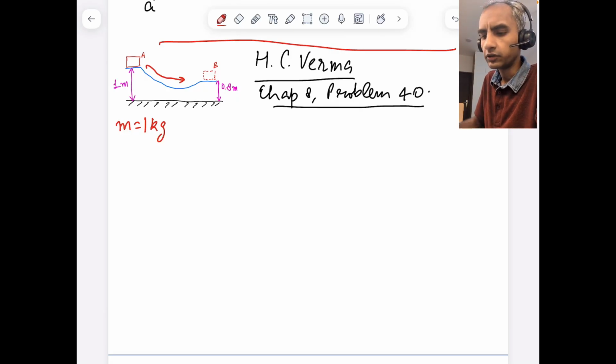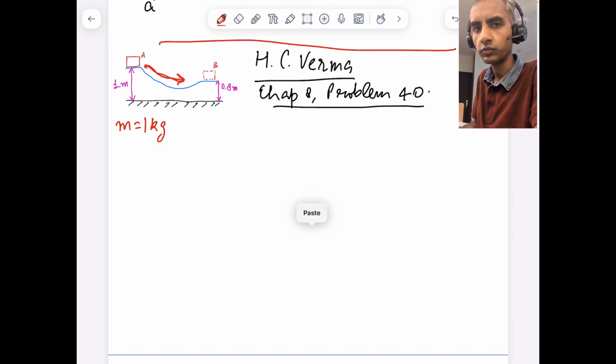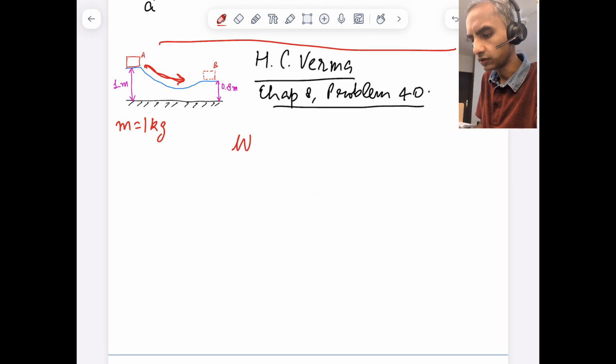Okay, so now let's look at a problem. This is HC Verma chapter 8, problem 40. So we have a body going down an incline from point A to point B. Initially it's at a height of 1 meter. It goes down by 0.2 meter, reaches a height of 0.8. So the question is, what is the work of the friction force during this time, right?